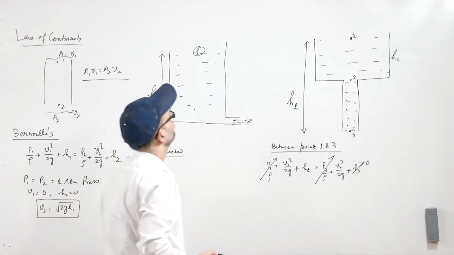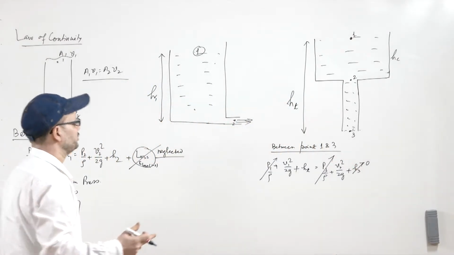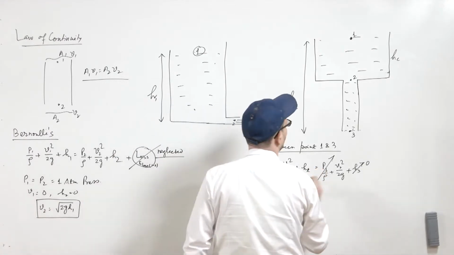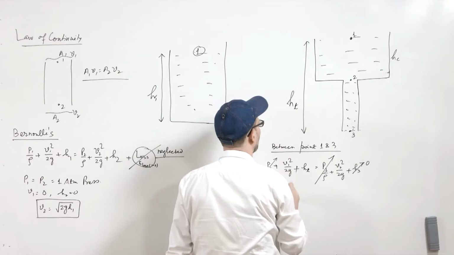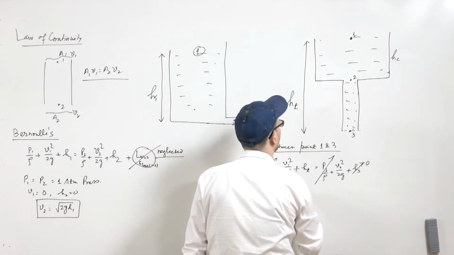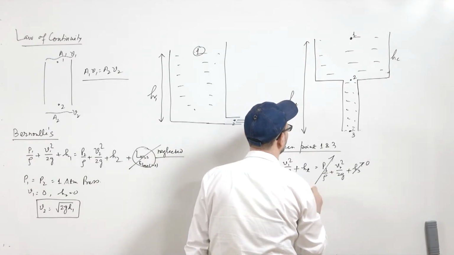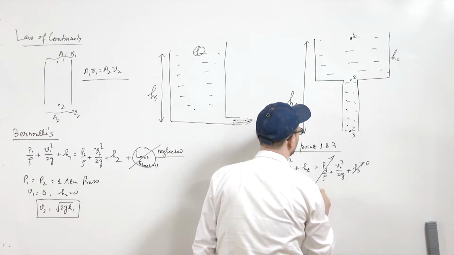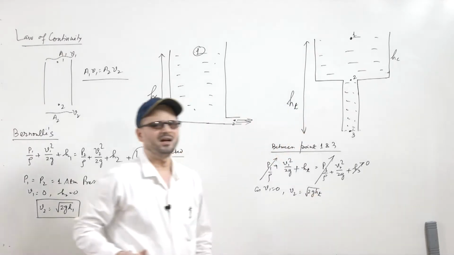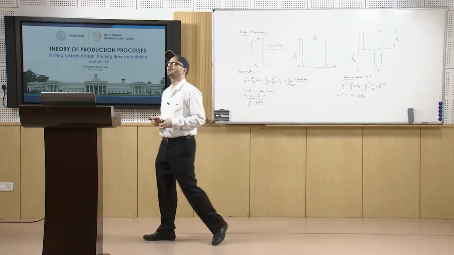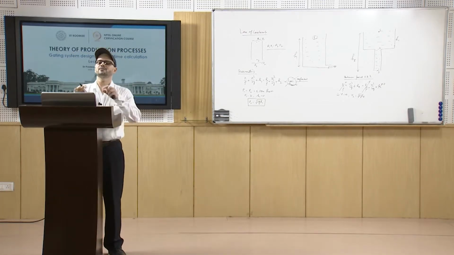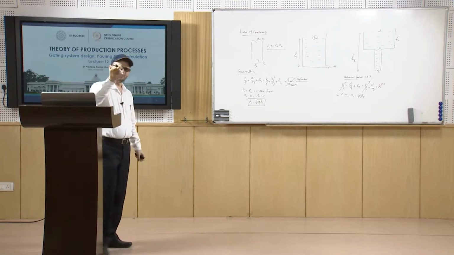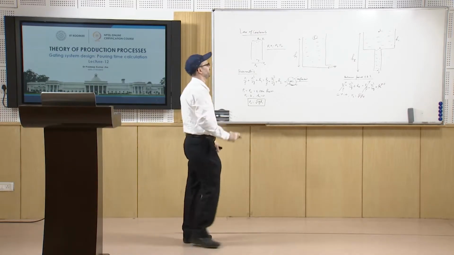Now, you will have V1 as 0. As V1 is 0 because it is at the top surface, the velocity is 0. So, you will have V2 as root 2gHT. This is by the simple application of Bernoulli's theorem between point 1 and 3.